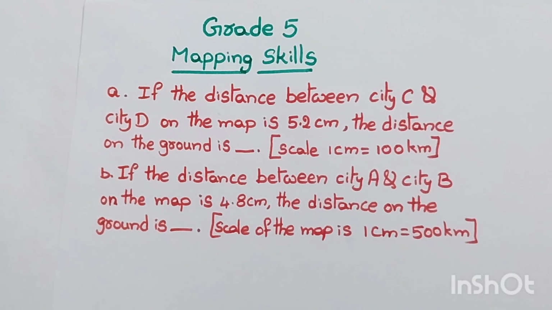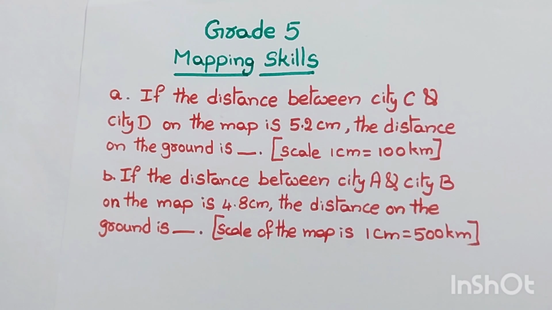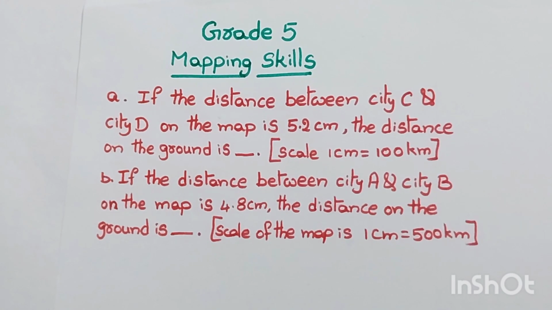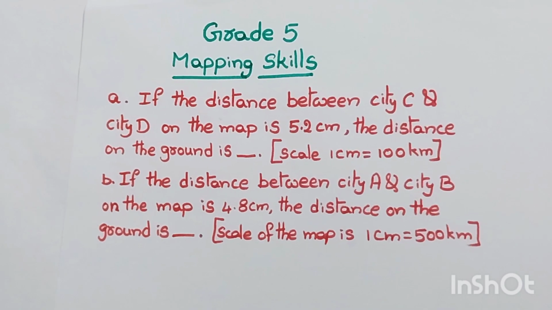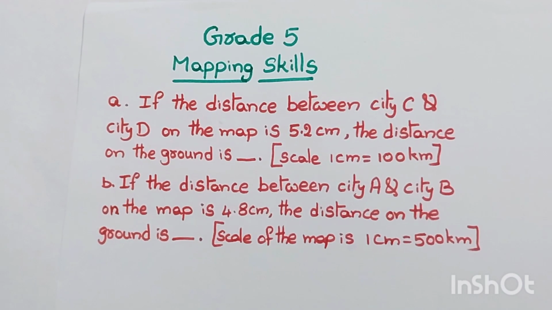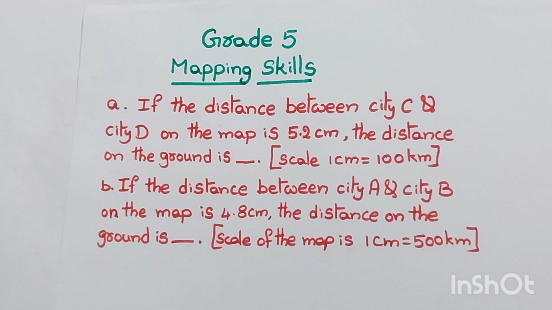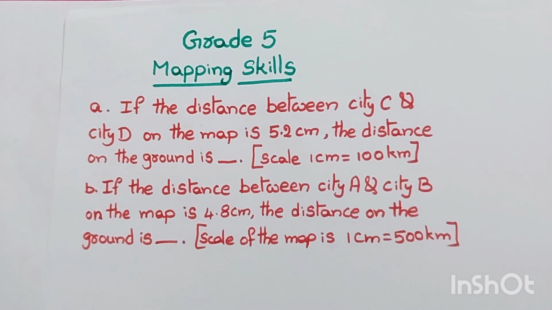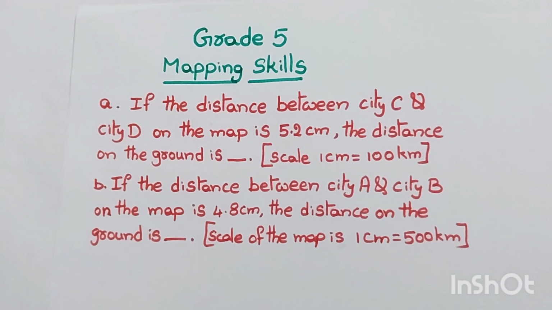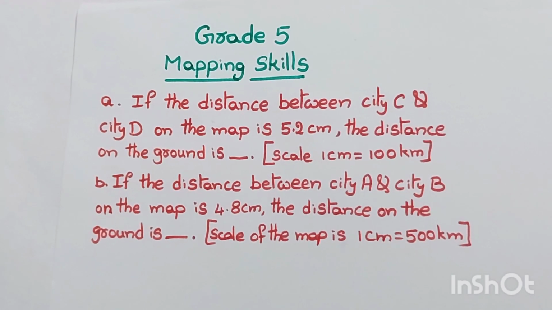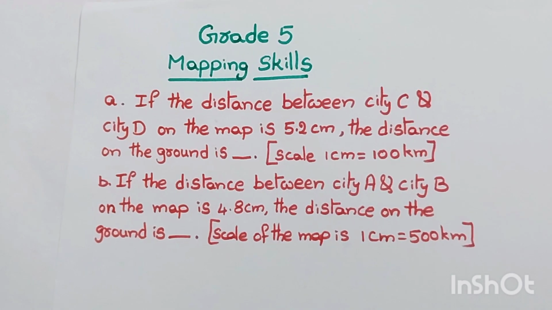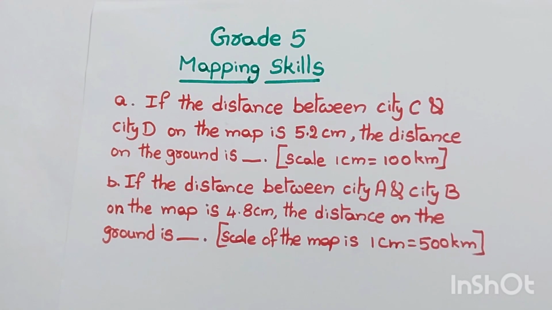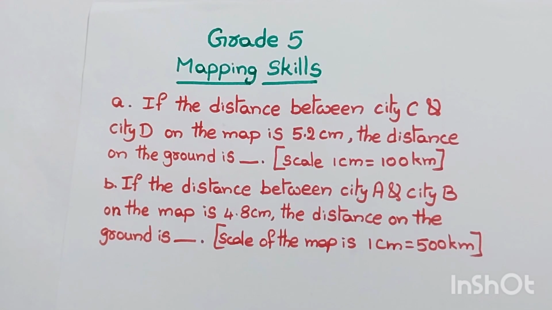Today I'm here with another problem in maths. Problem number 1: if the distance between city C and city D on the map is 5.2 centimeters, the distance on the ground is dash. Scale is 1 centimeter equals 100 kilometers. And problem 2: if the distance between city A and city B on the map is 4.8 centimeters, the distance on the ground is dash. Scale of the map is 1 centimeter equals 500 kilometers.